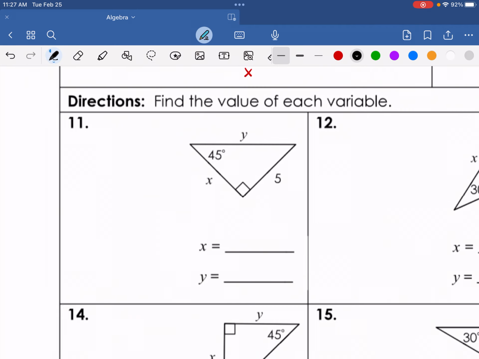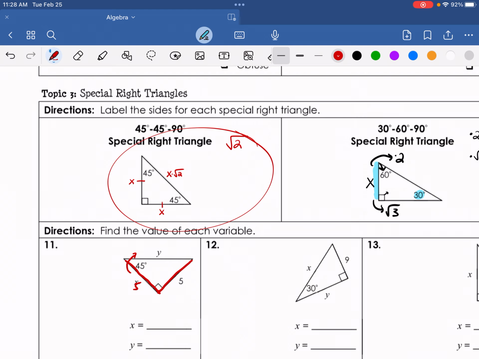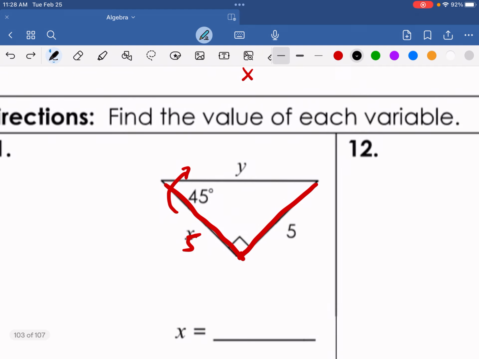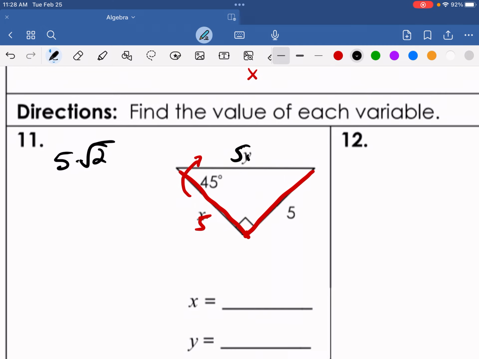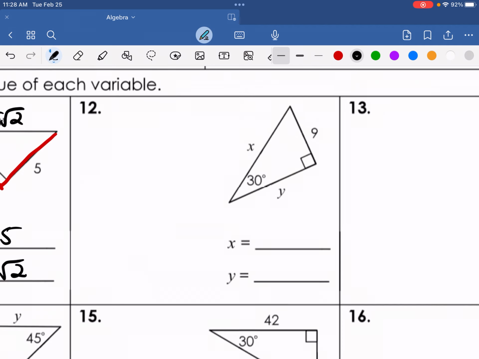Okay, so if we're on 11, if this is 5, then X is 5. And then we need to multiply by what? There's only one number we worry about, radical 2. We're trying to get to the hypotenuse. So we're going to multiply 5 by radical 2. 5 times radical 2. Okay, those cannot multiply. It's not 10. It's not radical 10. It's just 5 radical 2. And that's it. We're done. So this is 5 and this is 5 radical 2. Okay, no decimals on these.